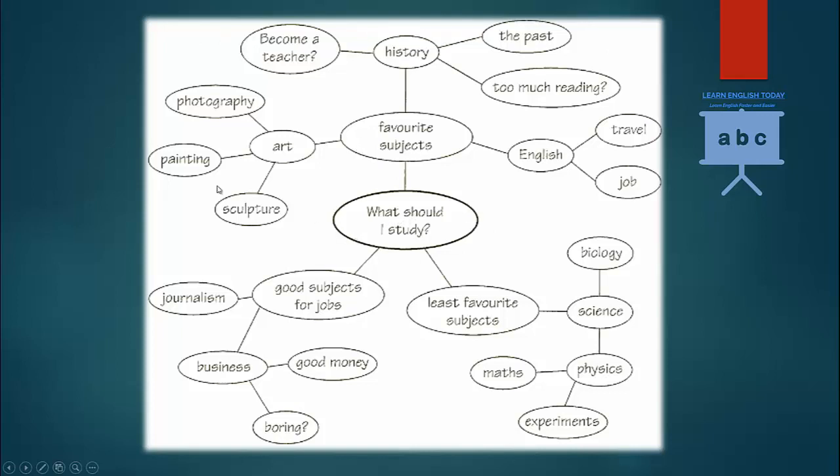So this kind of brainstorming is called mapping. About these three types of brainstorming, you have to find out which one you feel comfortable in, maybe making a list, free writing, or mapping.